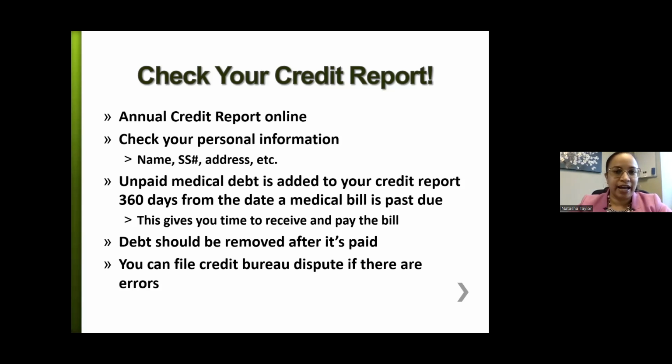Unpaid medical debt is added to your credit report 360 days from the date a medical bill is past due. And that was recently amended thanks to a lot of collaboration between advocacy groups. So now with medical debt, you have up to a year to settle it before it is reported to your credit report. This gives you time to receive and pay the bill. If it does end up on your credit report, it should be removed after it is paid. It should not remain on your credit report. If you do see any errors on your credit report relating to medical debt or any other debts, you can file a credit bureau dispute.